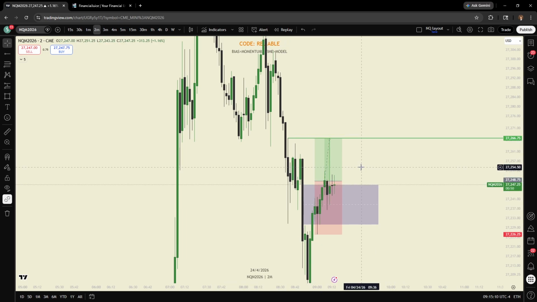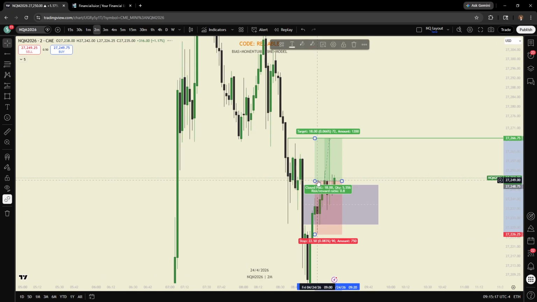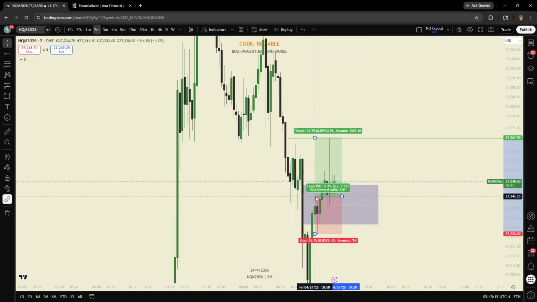What setup was it? This 2 minute inverse. And then your stop loss was at the low of this order block here. But I waited for a better entry so I could get good risk to reward with the high.